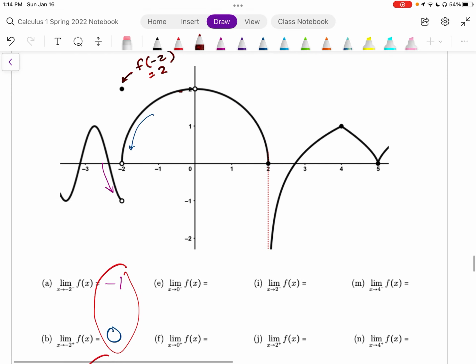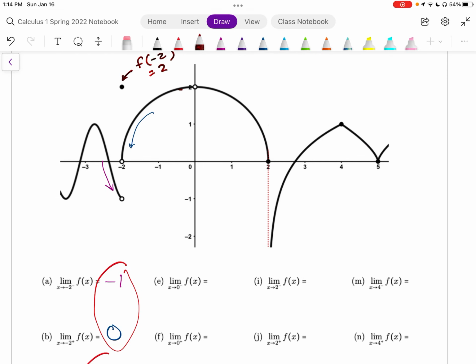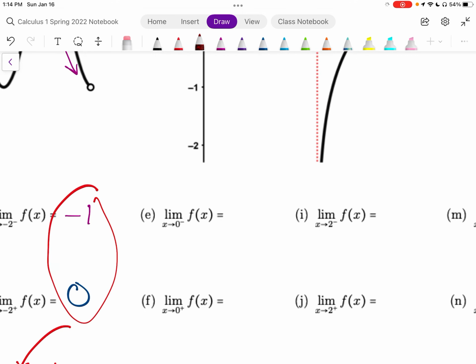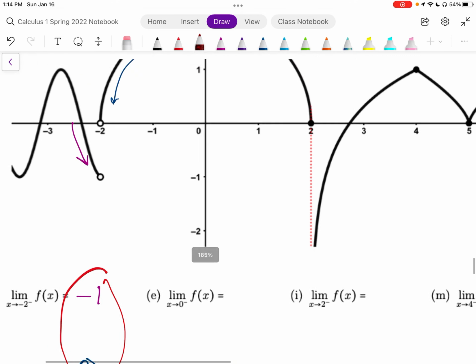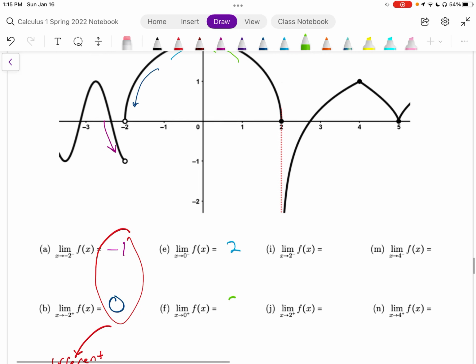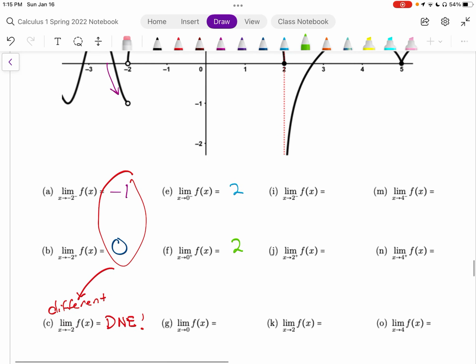Right, so coming back up here to the next one. The limit as x approaches 0 from the left. I'm looking at E. X approaches 0 from the left. We're coming in from the left towards 0, and what are we approaching? Well, we're approaching 2. If we come in from the right towards 0, what are we approaching? We're approaching 2. All right, so they are the same, right?